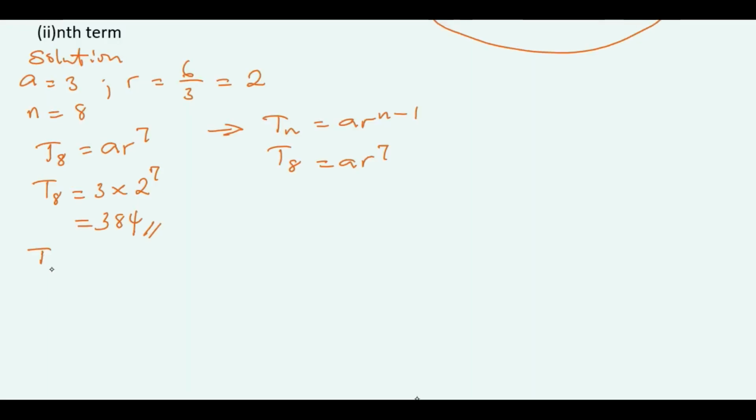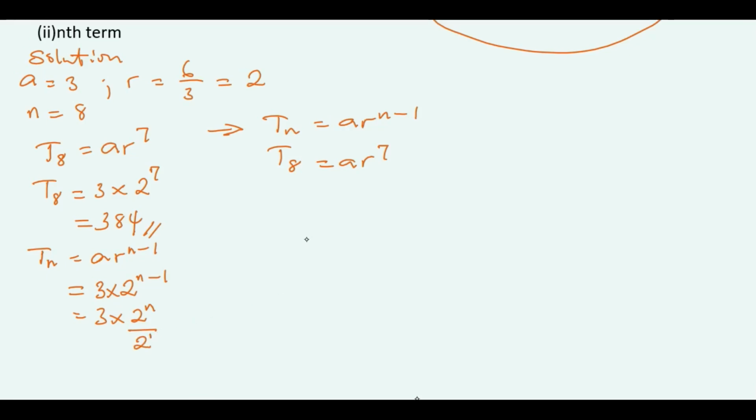384. Now we want to get the nth term. The nth term is equal to ar^(n-1). But in this case, we have our a. The a is equal to 3 times our r, 2 raised to power n minus 1. So our final answer here is 3 times 2^n divided by 2^1.